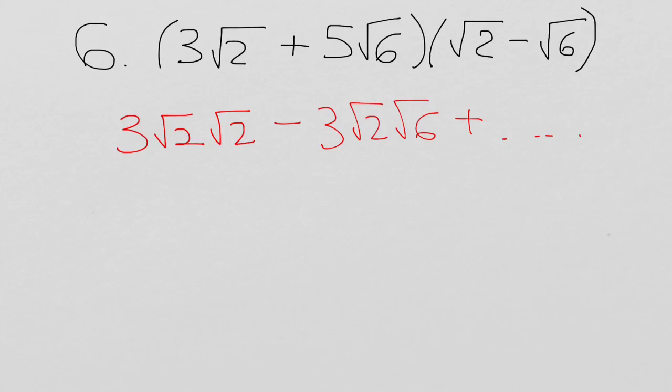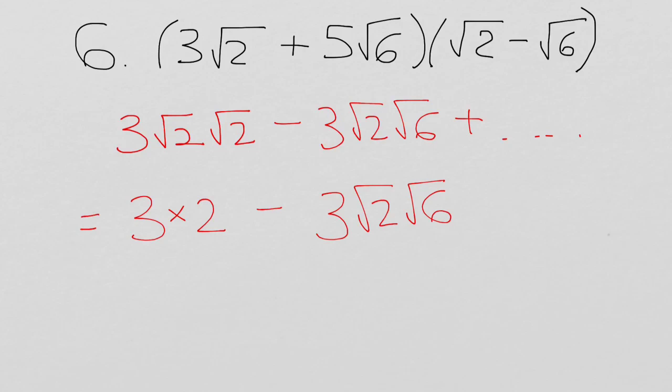Then when you come to simplify it, 3 root 2 times root 2 is going to be just 2. Then minus 3 root 2 root 6. Remember, you cannot just multiply the root 2 and the root 6 to get root 12. That does not work. And then you're going to have the rest of your equation there. And then just keep going and see how far you can simplify it.